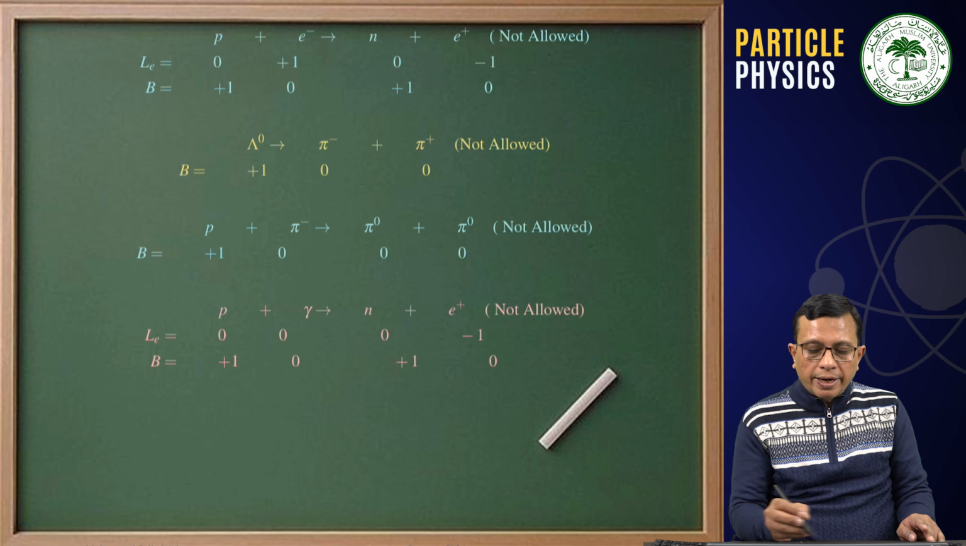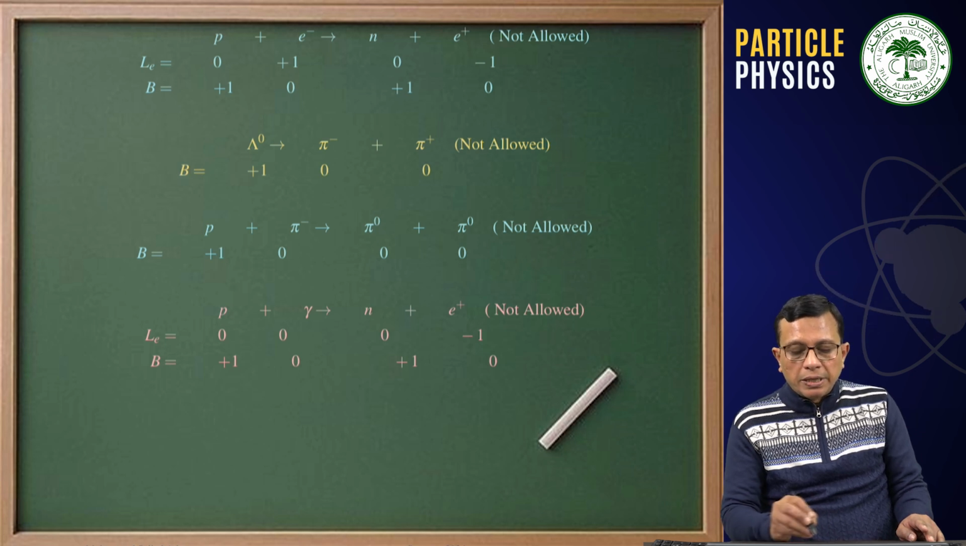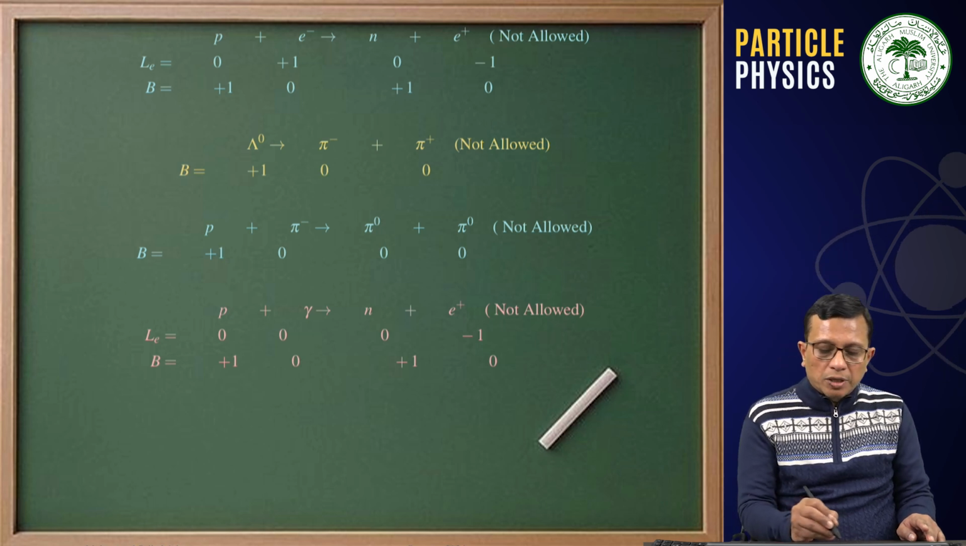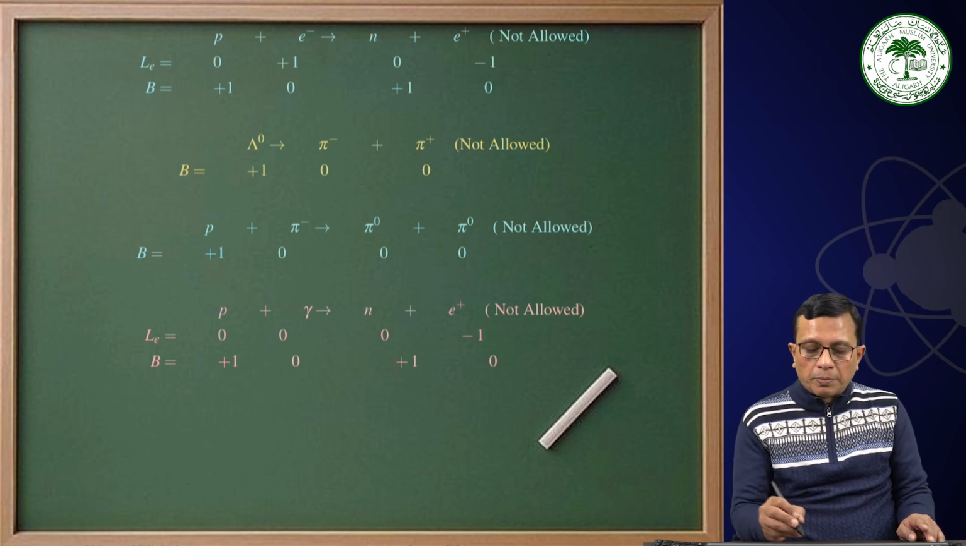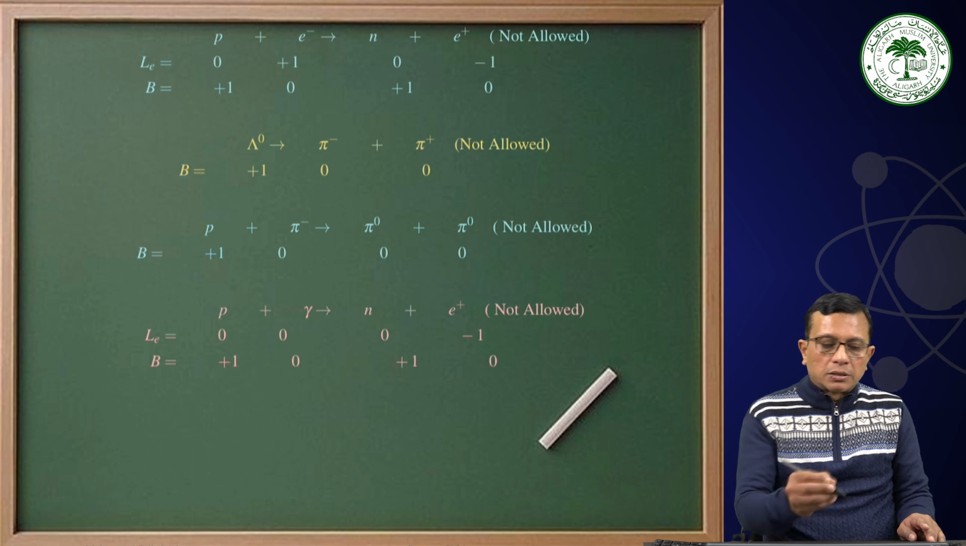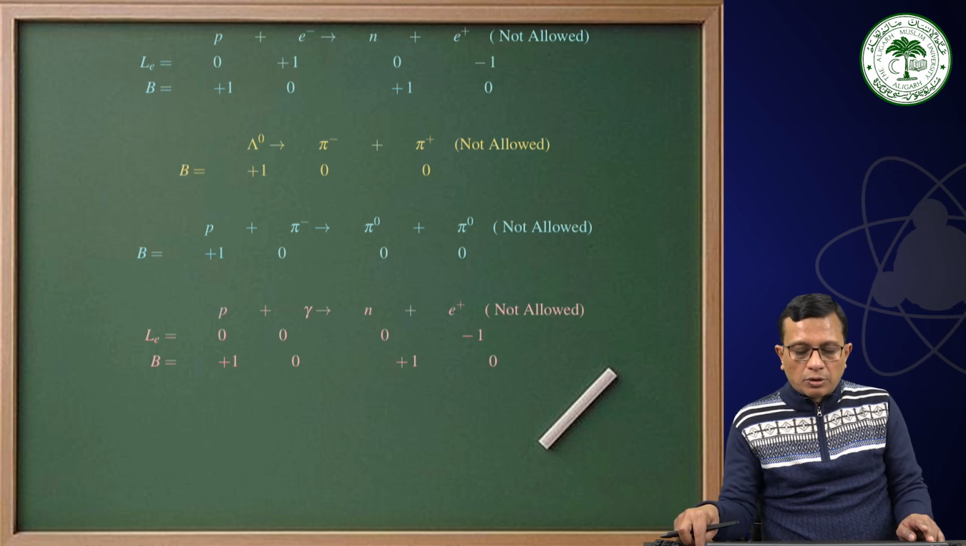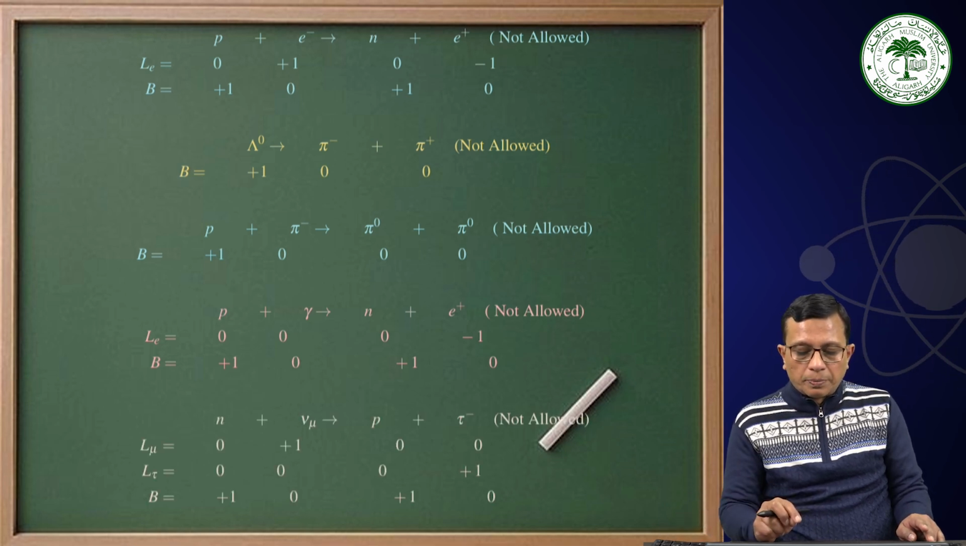Similarly, we go to another process, gamma plus p going to n plus e plus. Though we are conserving charge, because we have plus 1 charge in the initial state and plus 1 charge in the final state, and we are conserving baryon number, we are not conserving electron lepton number. We have only 1 positron in the final state. We need 1 more to conserve electron lepton number. Therefore, this will not be allowed.